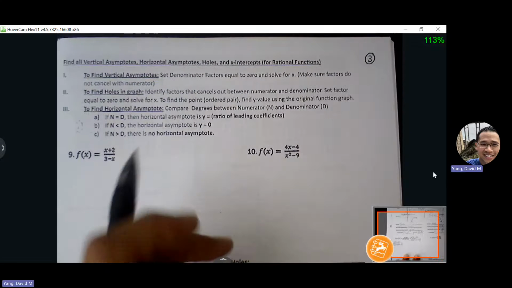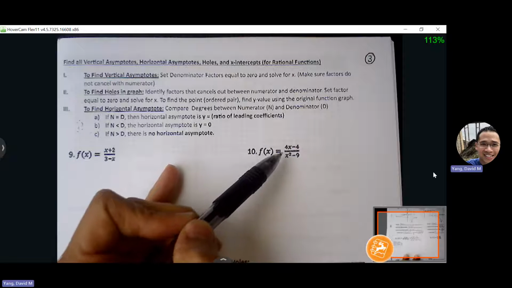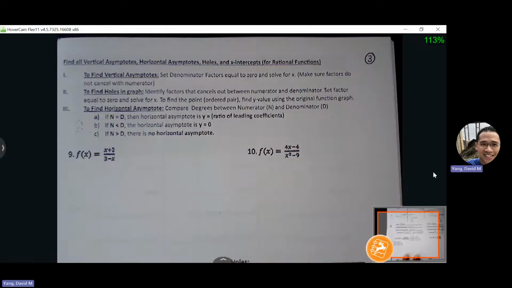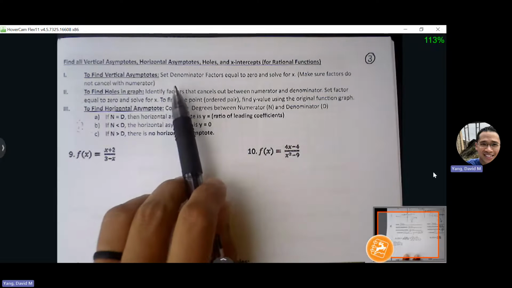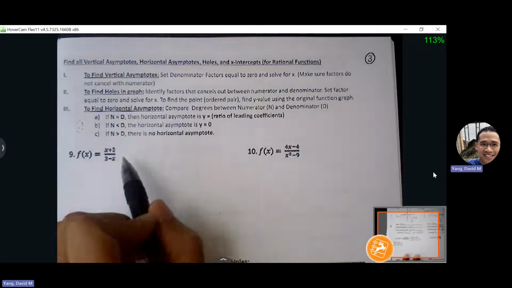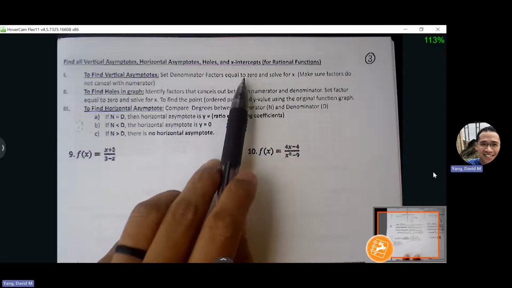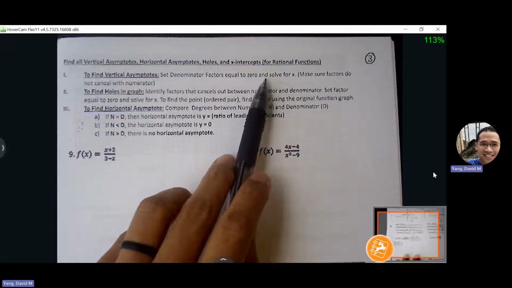So rational functions. Rational functions are going to be functions where there are variables in the denominator and potentially in the numerator as well. Let me highlight a few of the properties we're going to find with these graphs. So first thing is finding vertical asymptotes. The way we find vertical asymptotes, we're going to look at the denominator, finding factors in the denominator of our rational expression. We're going to set the expression in the denominator equal to 0 and solve for x.